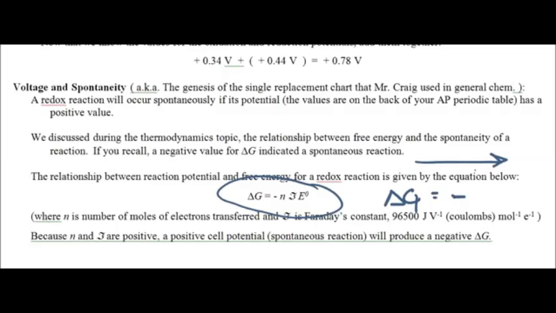So the only way that that's going to happen is if we have a positive voltage. If I have a negative voltage, then that negative sign actually changes that voltage into a positive value, which makes delta G positive. All right.